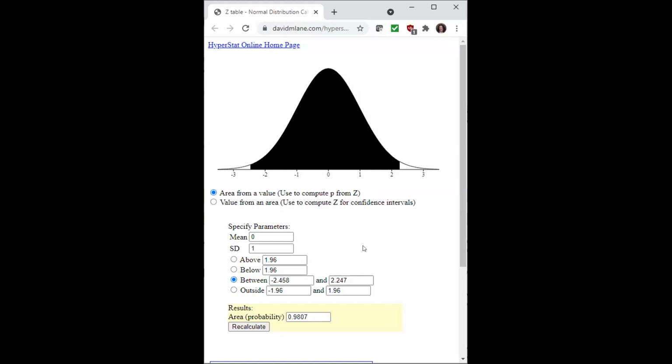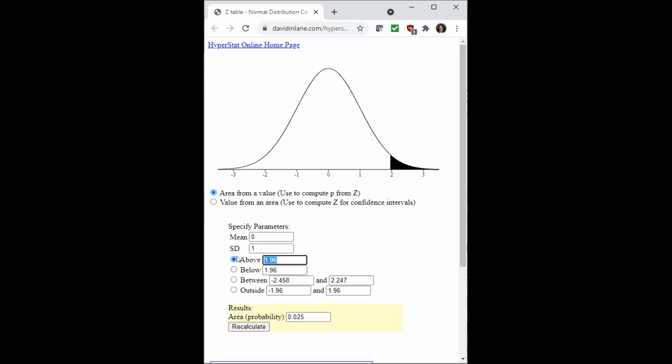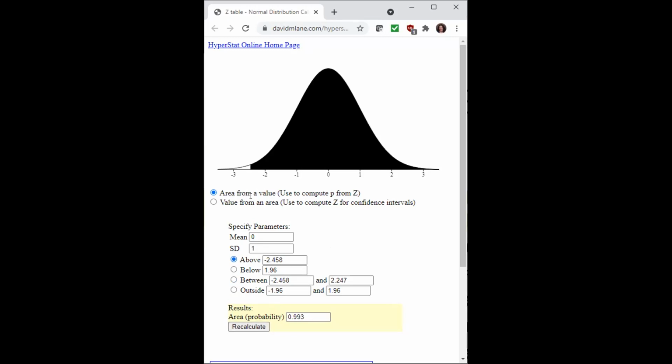Okay, as a reminder, our first question is what's the probability that x is greater than 50? Well, 50 turned into a z-score of negative 2.458. So we want greater or above, and it's negative 2.458. And then we want the area or probability. You'll click recalculate. What it's saying is here's negative 2.458, and everything to the right of it is about 0.993 or 99%.